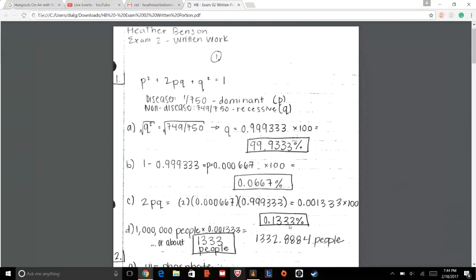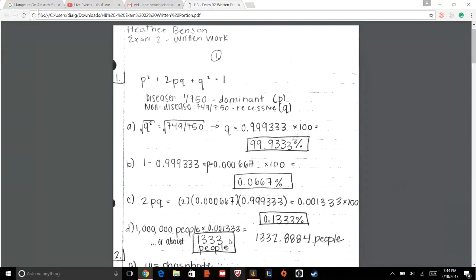For part D, out of a population of 1 million people, how many heterozygotes are expected? And so we use the number that we calculated up here from the 2pq, which corresponds to heterozygous, and we multiply that by 1 million people, and that is about 1,333 people. Here's the exact value. Great.